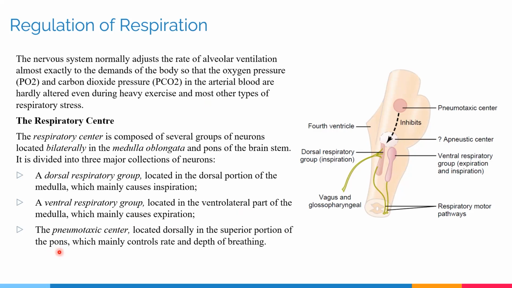Finally, the respiratory center consists of the pneumotaxic center, located dorsally in the superior portion of the pons, which mainly controls the rate and depth of breathing.